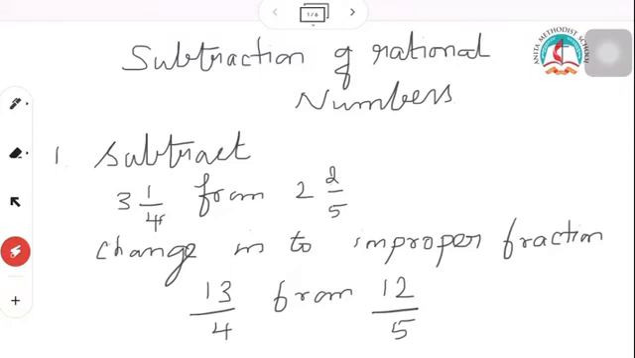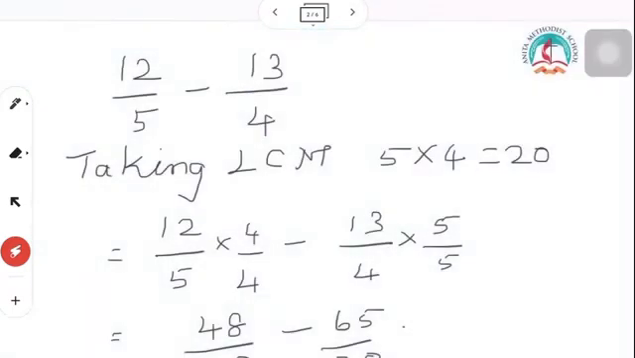What to do for that? You have to multiply this number, then add the numerator. So, 3 4s are 12 plus 1, 13 by 4, from 5 2s are 10 plus 2, 12 by 5. Okay, children? First change into improper fractions. After changing to improper fractions, what to do? Now you got 12 by 5 minus 13 by 4. Yes? Now take the LCM of the denominators. Why do we have to take the LCM? Because the denominators are not same. We have to make them the same.